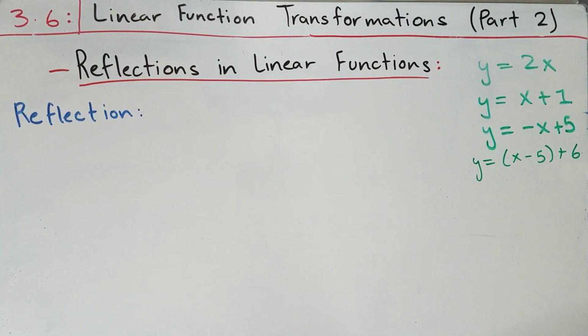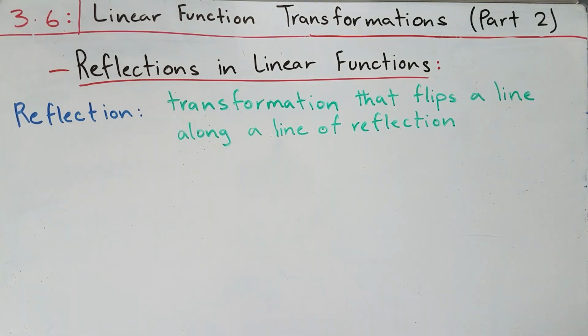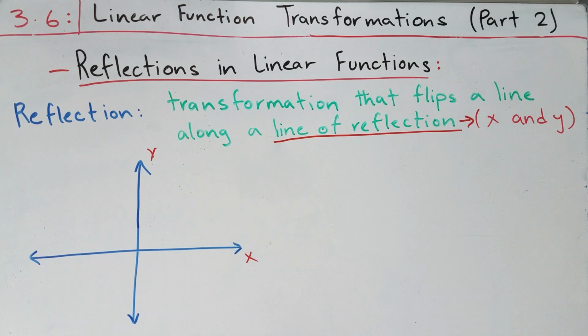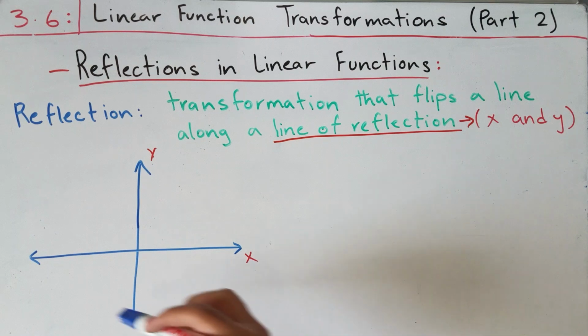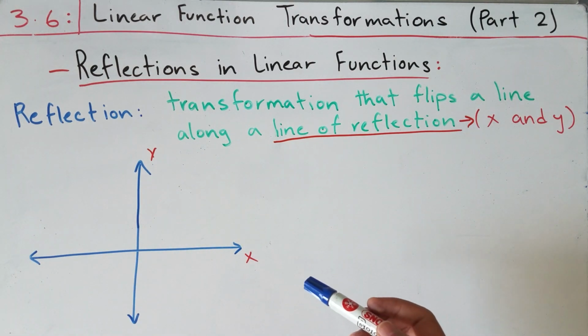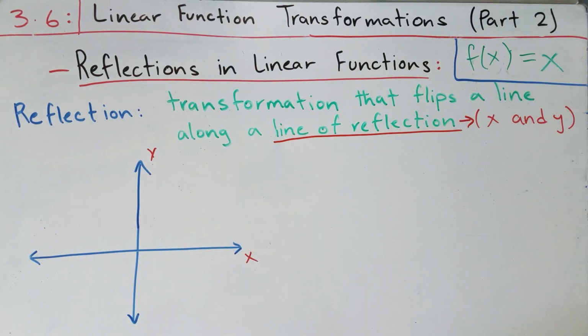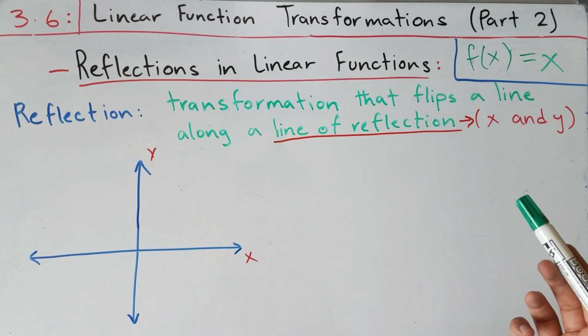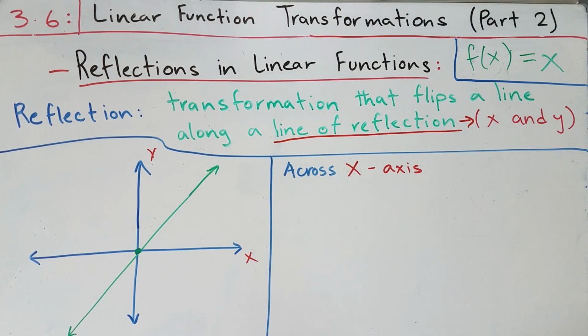But what about the transformation of reflections of linear functions? Graphically, the reflection transformation in linear functions is a transformation that flips a line along a line of reflection. Most commonly in linear function transformations, you're only going to be reflecting along the x-axis, which is this axis, or you could be reflecting your graphed line along the y-axis. So let's look graphically at what a reflection of a line is. Let's say that you had graphed the line f of x equals x, which is also known as y equals x. In this case, let's say that you wanted to reflect this line across the x-axis.